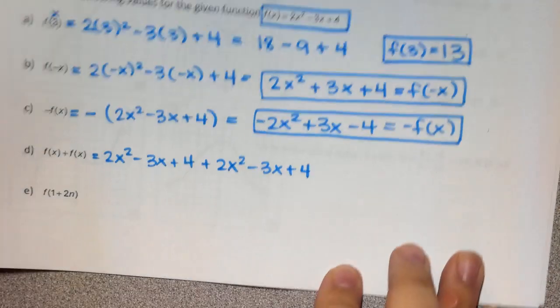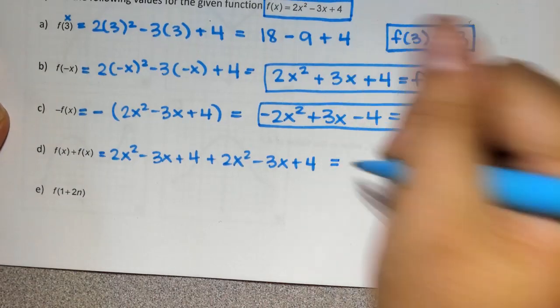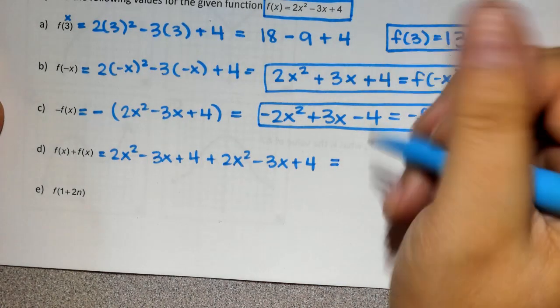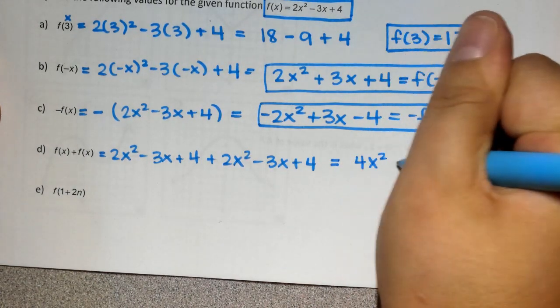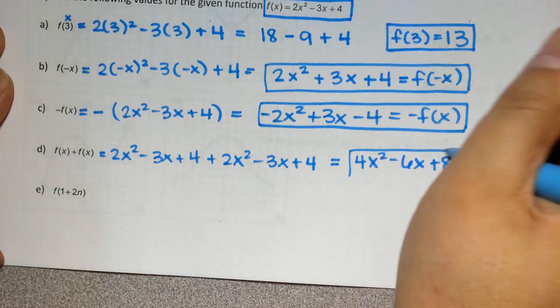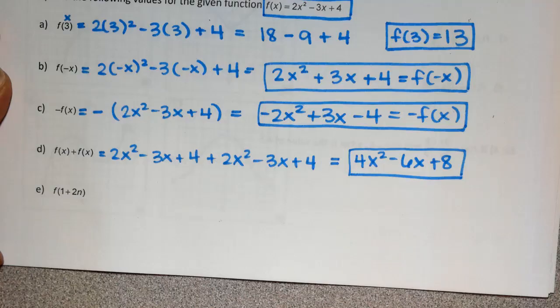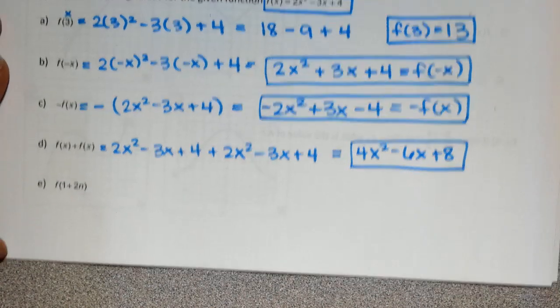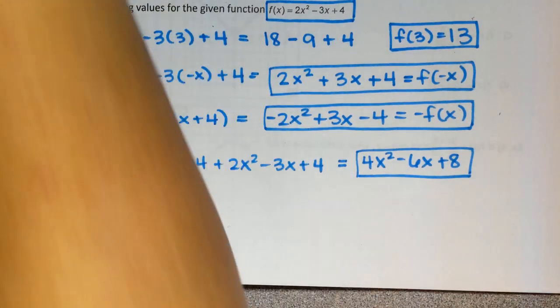Do you agree when you add them together that's like doing 2 times f of x? So you should get 4x squared minus 6x plus 8. Alright, for this one, be careful.